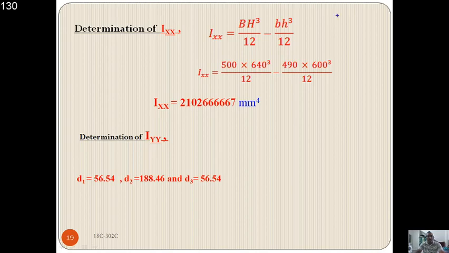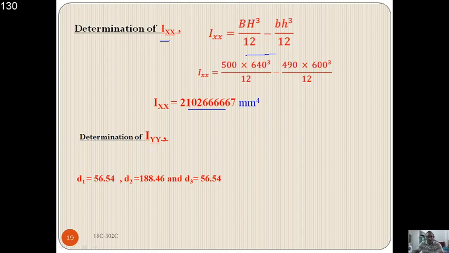So for determination of moment of inertia about the x-axis, employ the hollow rectangle method, BH cube by 12 minus small h cube by 12. So it came out as Ixx equal to 2102 into 10 to the 4 of 6, or you can say 2102567 mm to the power of 4.